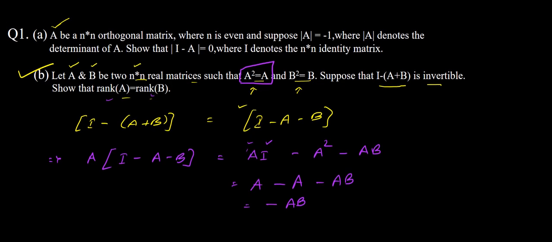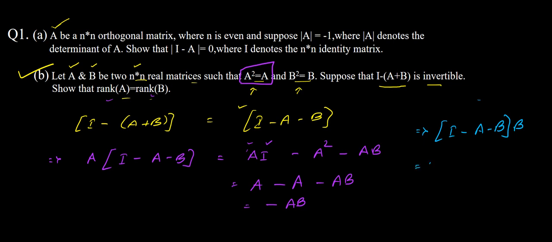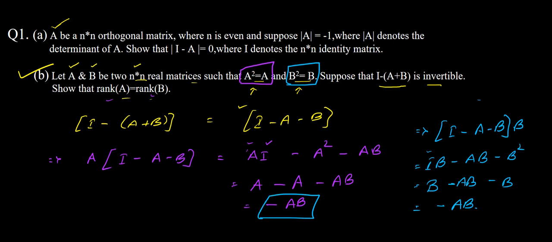Similarly, we will multiply this with B, but we will multiply the matrix first and then we will place the B. So since this is invertible, we can write this as I minus A minus B into B. So here it will have IB minus AB minus B square. IB, again any matrix multiplied to an identity matrix gives the matrix itself. So here we will have B minus AB minus B square. In the question you can see B square is equal to B. So we'll write here B, so B minus B gets cancelled out. We are left with minus AB. So as you can see, we have on both sides minus AB.